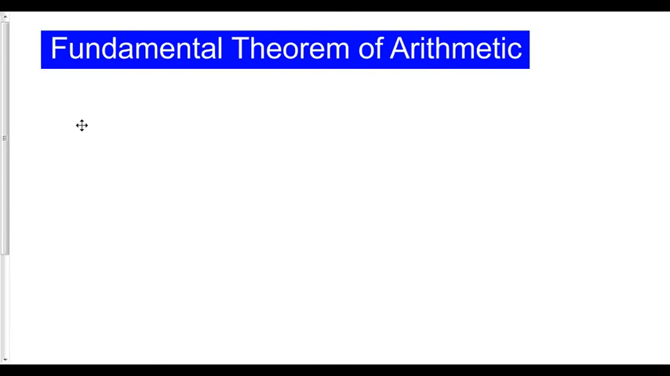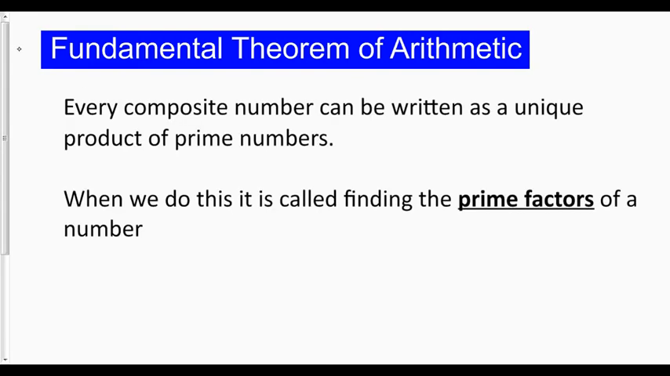In this video, you'll learn about prime factorization and the GCD, the greatest common divisor. So first, the fundamental theorem of arithmetic tells us that every composite number, that's a number with more than two factors, can be written as a unique product of prime numbers. When we do this, it's called finding the prime factors of a number.